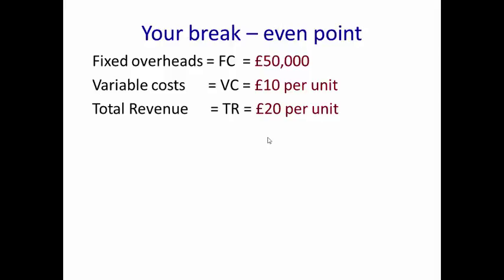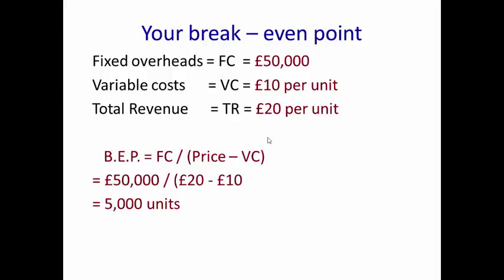So if your fixed overheads were £50,000 and it costs you £10 a unit to make what you sell, and you sell it for £20 a unit, the way you work out your break-even point is you would divide your fixed costs by the difference between the total revenue per item and the variable cost per item. And if you do that, you would divide £50,000 by the difference between the £20 you sell for and the £10 it costs to make it. And that would tell you that 50,000 divided by £10 gives you 5,000 units, which tells you that if you sell 5,000 units, you'll stop making a loss and start to make a profit.